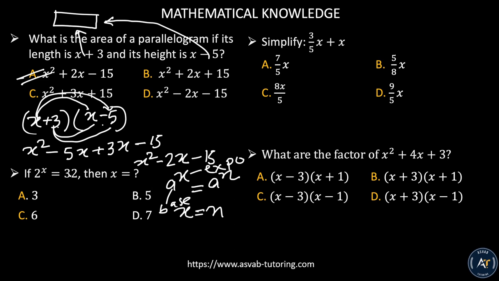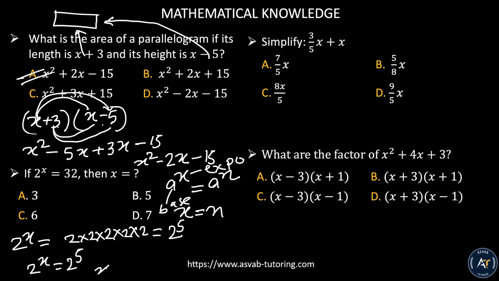So let's write 32 in terms of 2. That gives you 2 to the power x equals 2 times 2 times 2 times 2 times 2. So that is 2 to the 5th power. Now you could write 2 to the power x equals 2 to the 5th power, and then x equals 5. So that is the correct answer. So option B is the correct one, right? So let's go to the next problem.